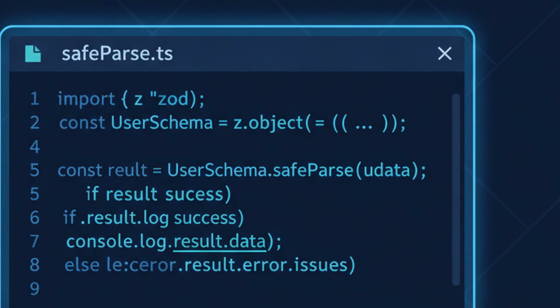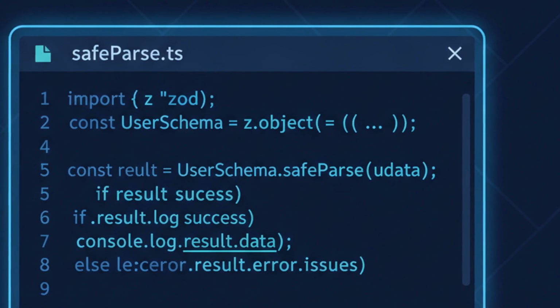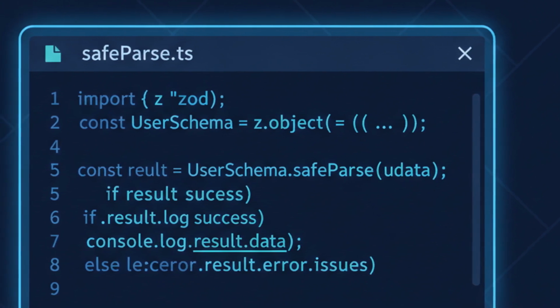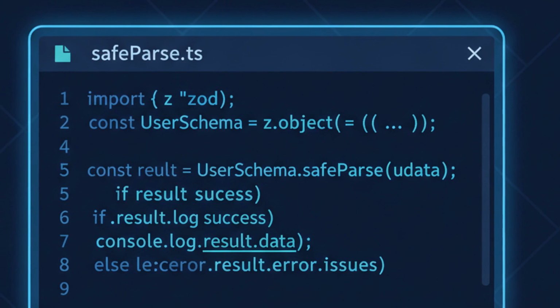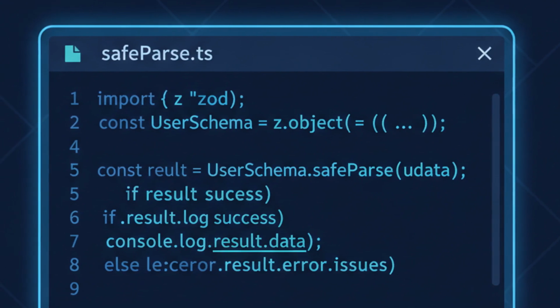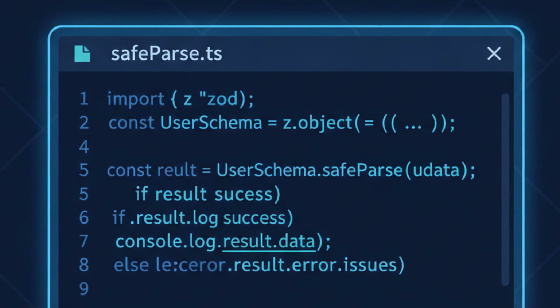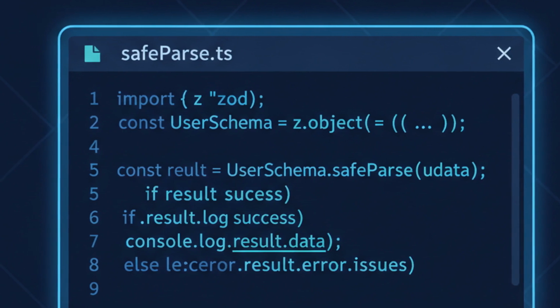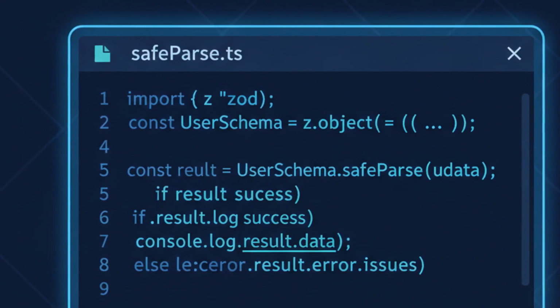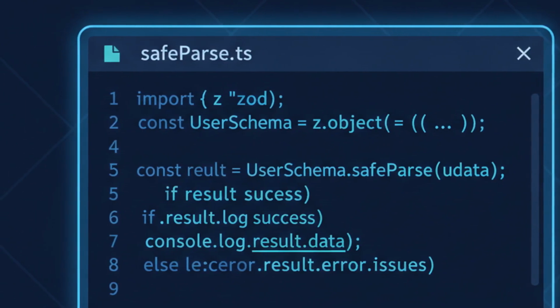Throwing errors isn't always what you want. For things like form validation, you'd rather handle failure gracefully. That's where safeParse comes in. Instead of throwing, it returns a result object with a success flag. If success is true, you get the typed data. If false, you get the error to display. TypeScript even narrows the type for you inside each branch. This is the pattern you'll reach for most in real apps.